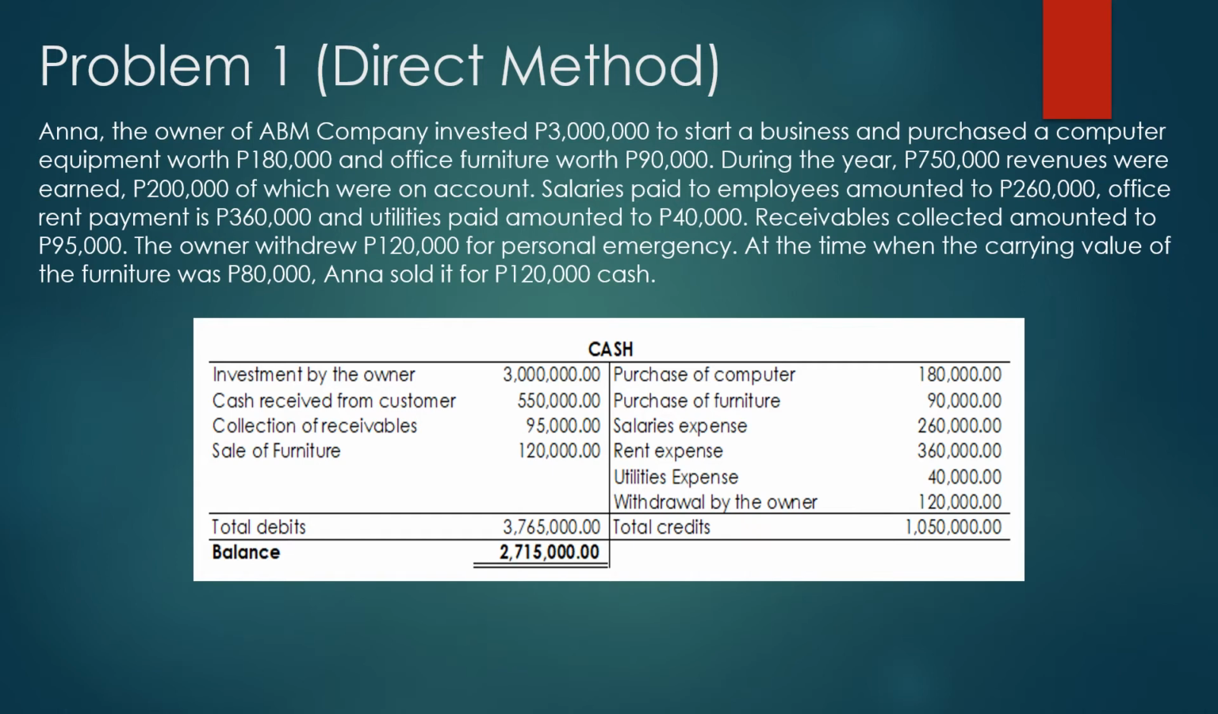Right? So, cash is a part of your balance sheet under current asset and the normal balance ng asset ay debit, 'di ba? So, yung mga nasa debit side, these are basically cash inflows. And yung mga nasa credit, these are cash outflows.